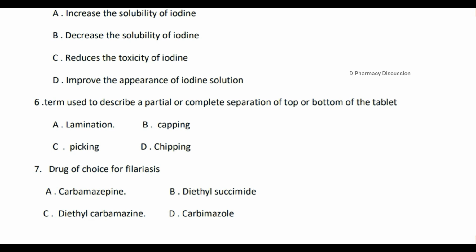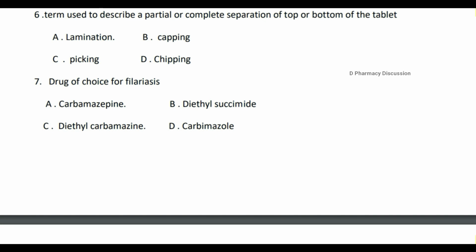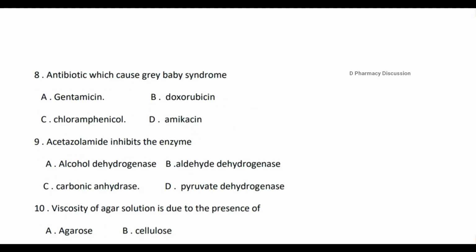Then question number 7. Drug of choice for filariasis. Option A. Carbamazepine, B. Diethyl succinimide, C. Diethylcarbamazine, D. Carbimazole. Correct answer is option C. Diethylcarbamazine.